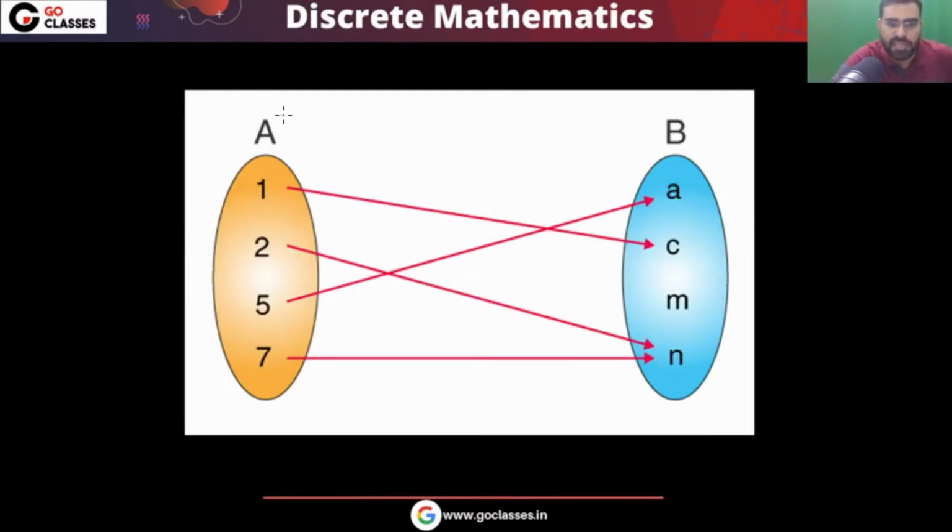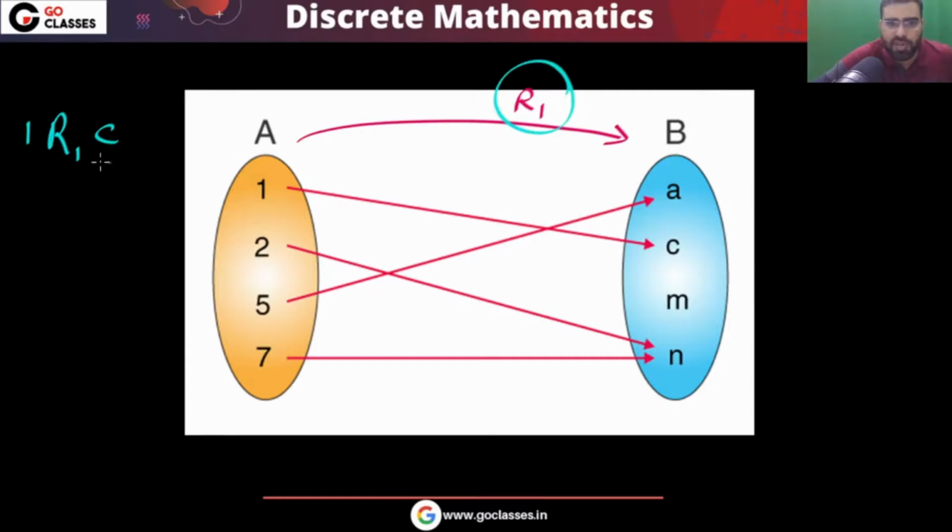In this example, you have a set A which has 4 elements, 1, 2, 5, 7. There is another set B which has 4 elements, A, C, M, N. Now you can notice there is another relation from set A to set B; let's call it R1. You can easily see that 1 is related to C under this relation R1. You can easily see that 1 is not related to A under R1, so I can cross it. 1 is not related to M under R1, so I can cross it. So like this and so on.